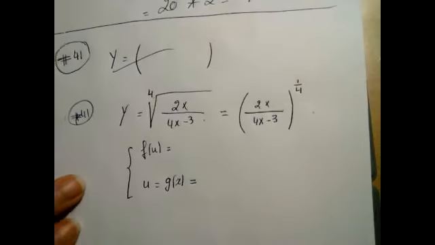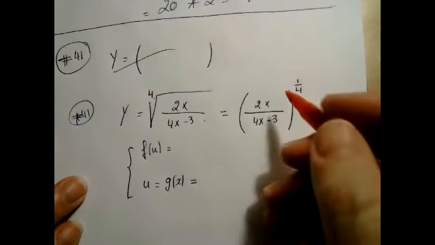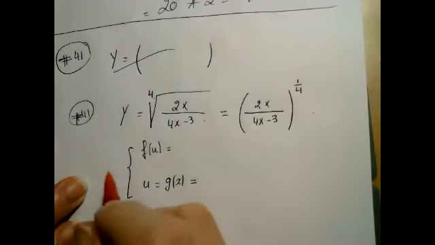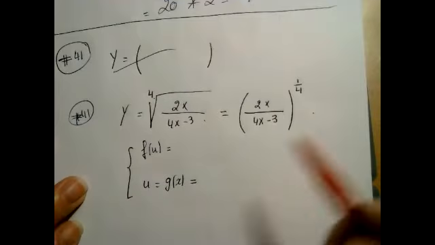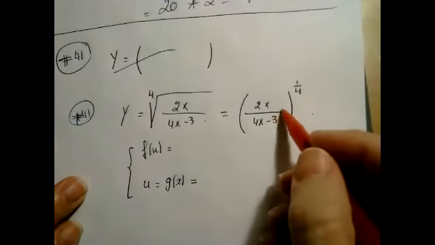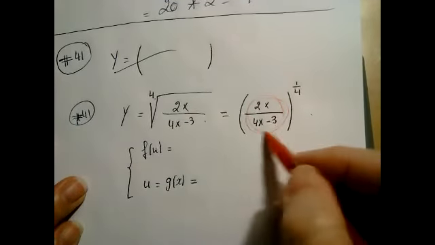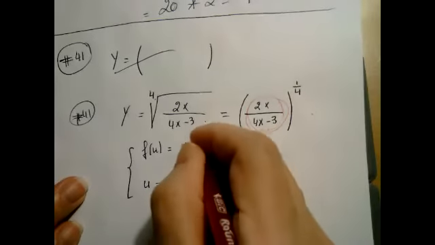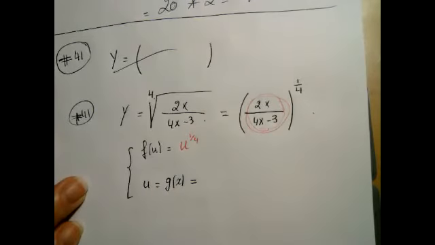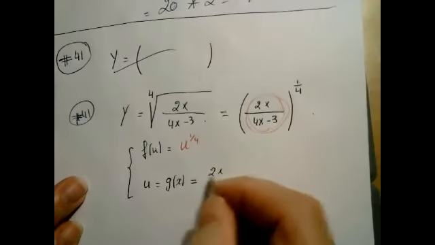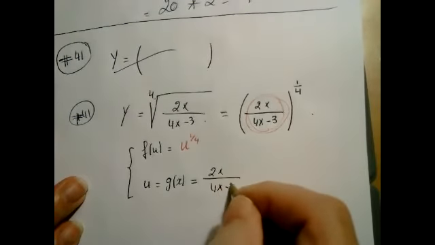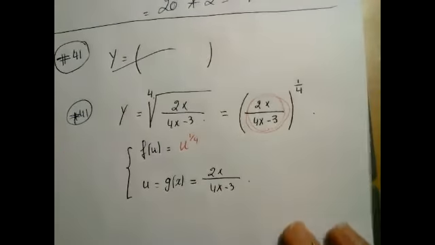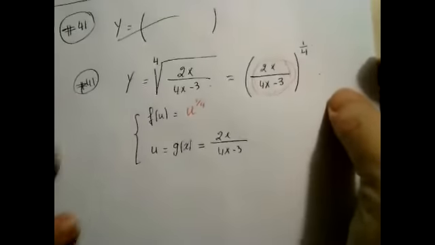So now what's my inside function? My inside function, sorry, my outside. We start with the outside. The outside is the last operation we do. The last operation we do is we take whatever I have here to the power one fourth. So that's the last operation we do. The inside is everything left. So this is the 2x over 4x minus 3. Now the rest is putting together. There is nothing left in the problem.